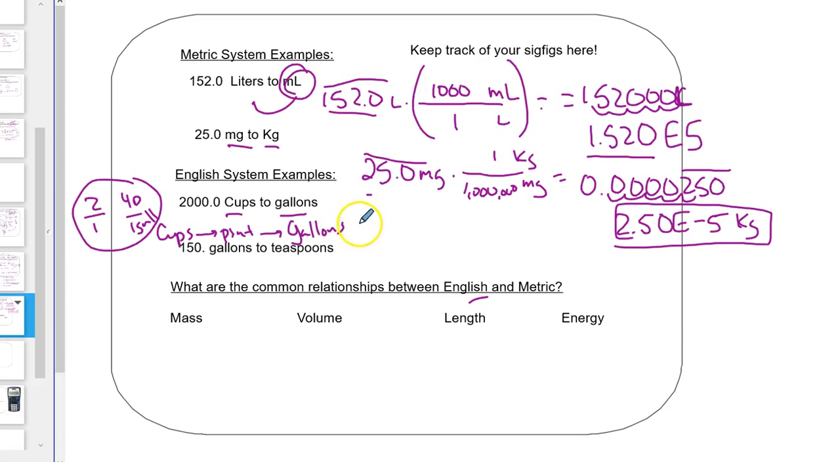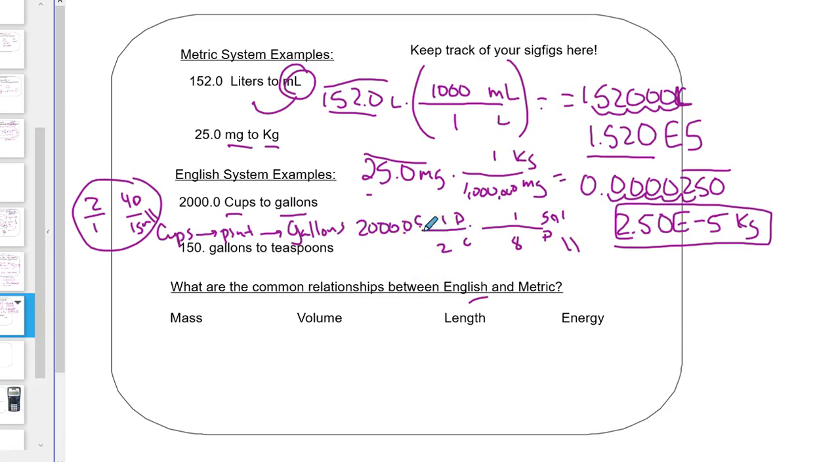Let's do it. 2,000.0, that's 5 sig figs, dot line. This is in cups. Get rid of cups and go to pints. Get rid of pints and go to gallons. 1 pint, 2 cups. 8 pints, 1 gallon. 2,000 divided by 2, divided by 8. Holding in the end, we have 5 sig figs.